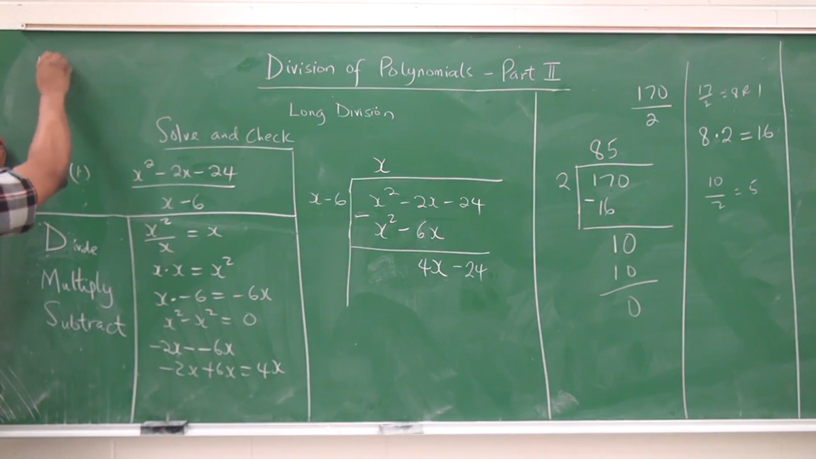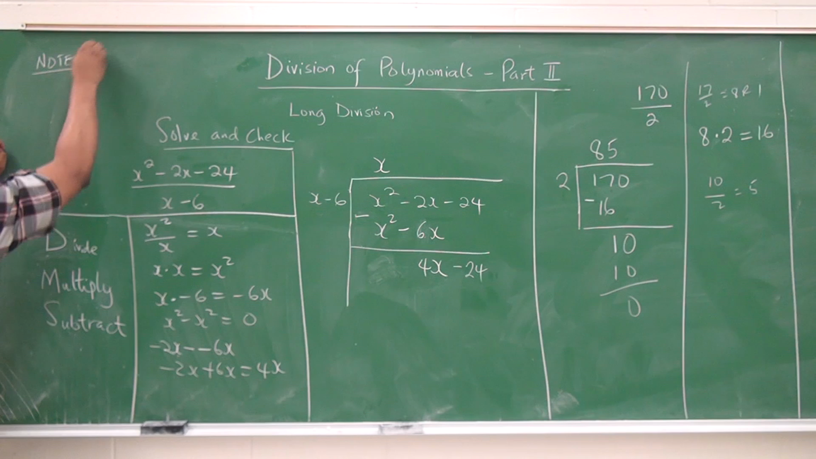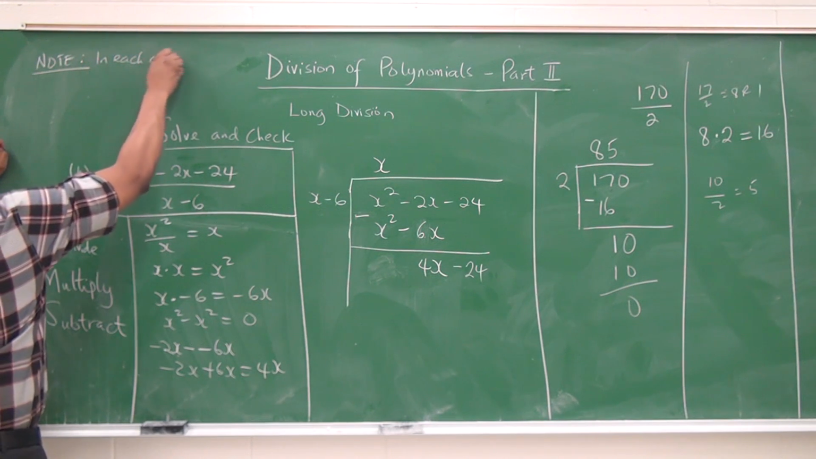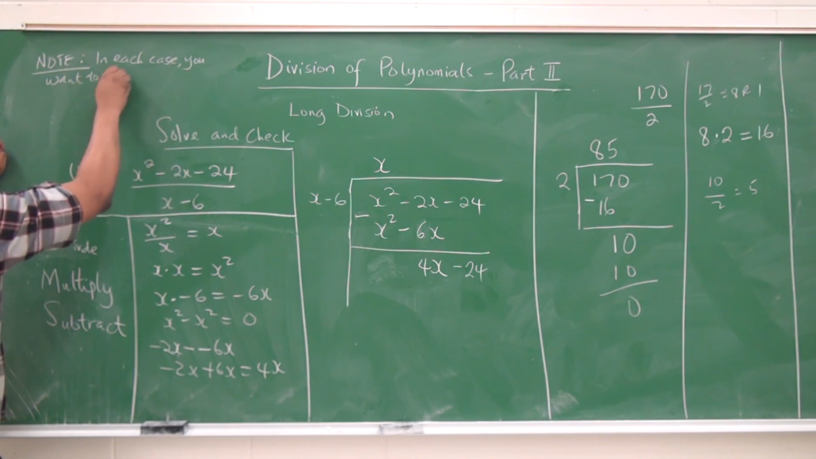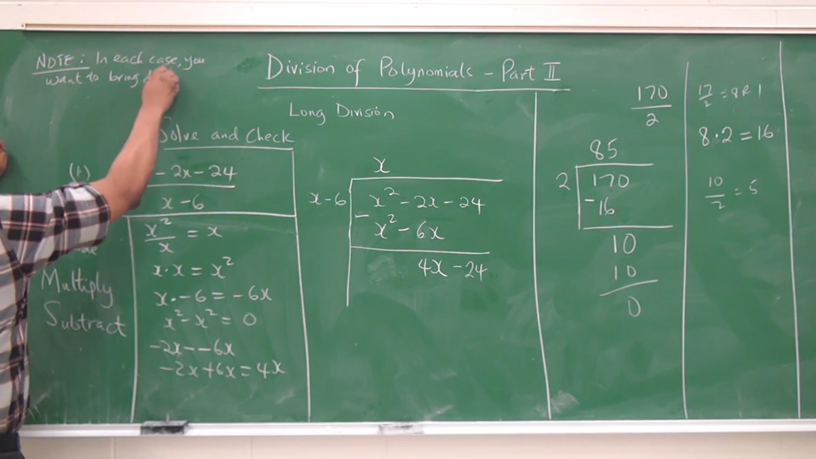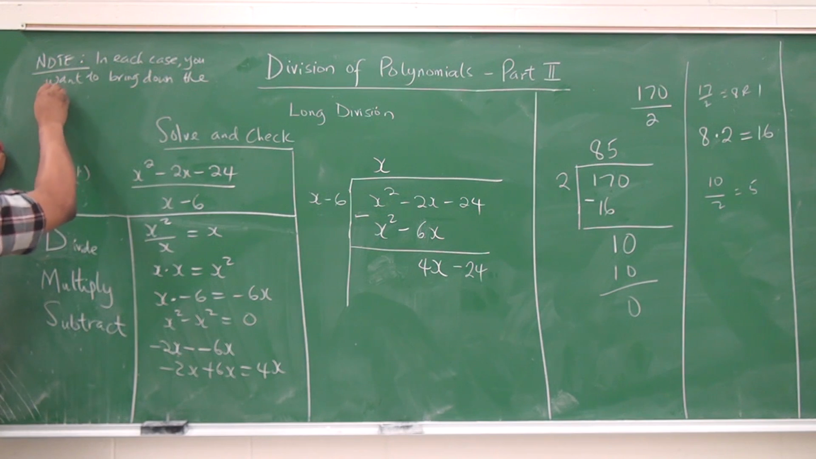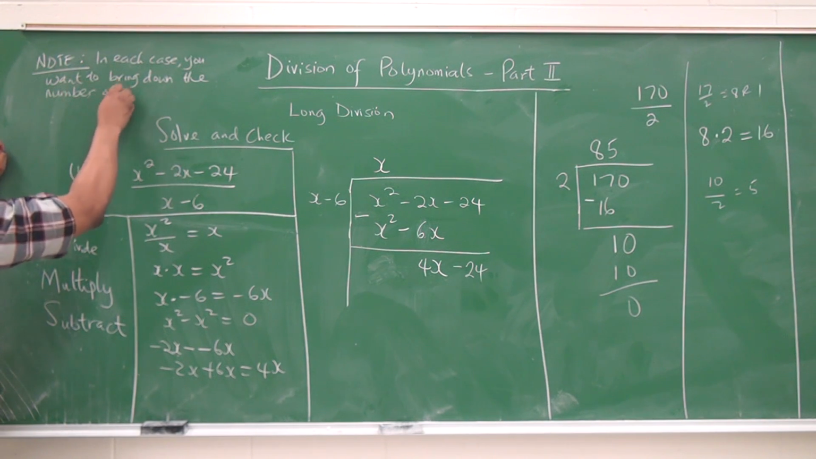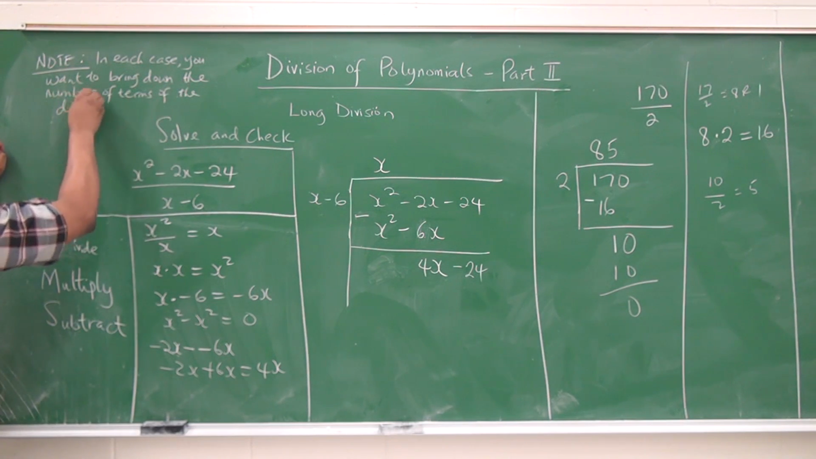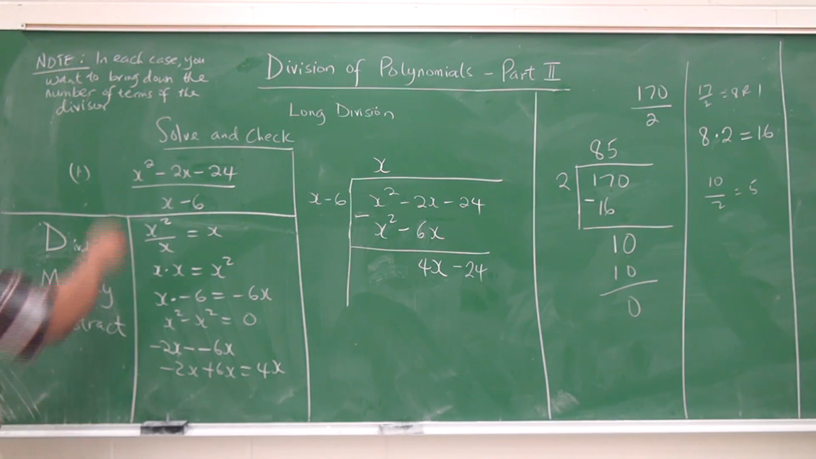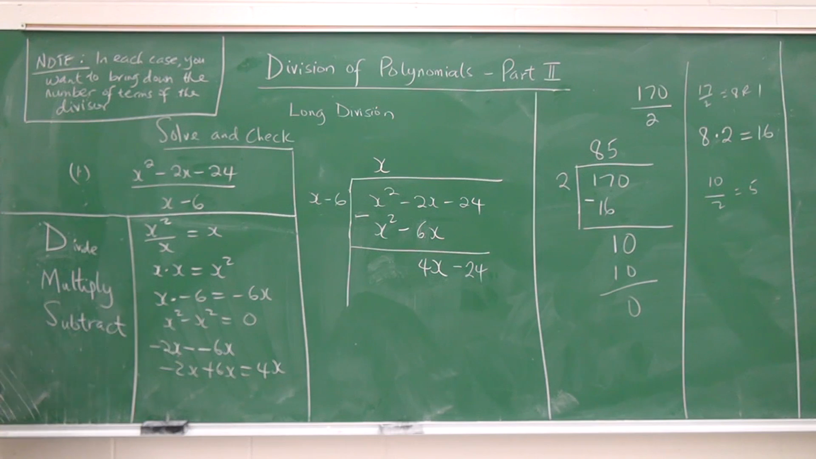Note, in each case, you want to bring down the number of terms of the divisor. So if the divisor is 2 terms, you make sure you always bring down 2 terms. If the divisor is a trinomial, you make sure you bring down a trinomial. Yeah. So divide, multiply, subtract, and then the next one is bring down. And after that, you start all over again.